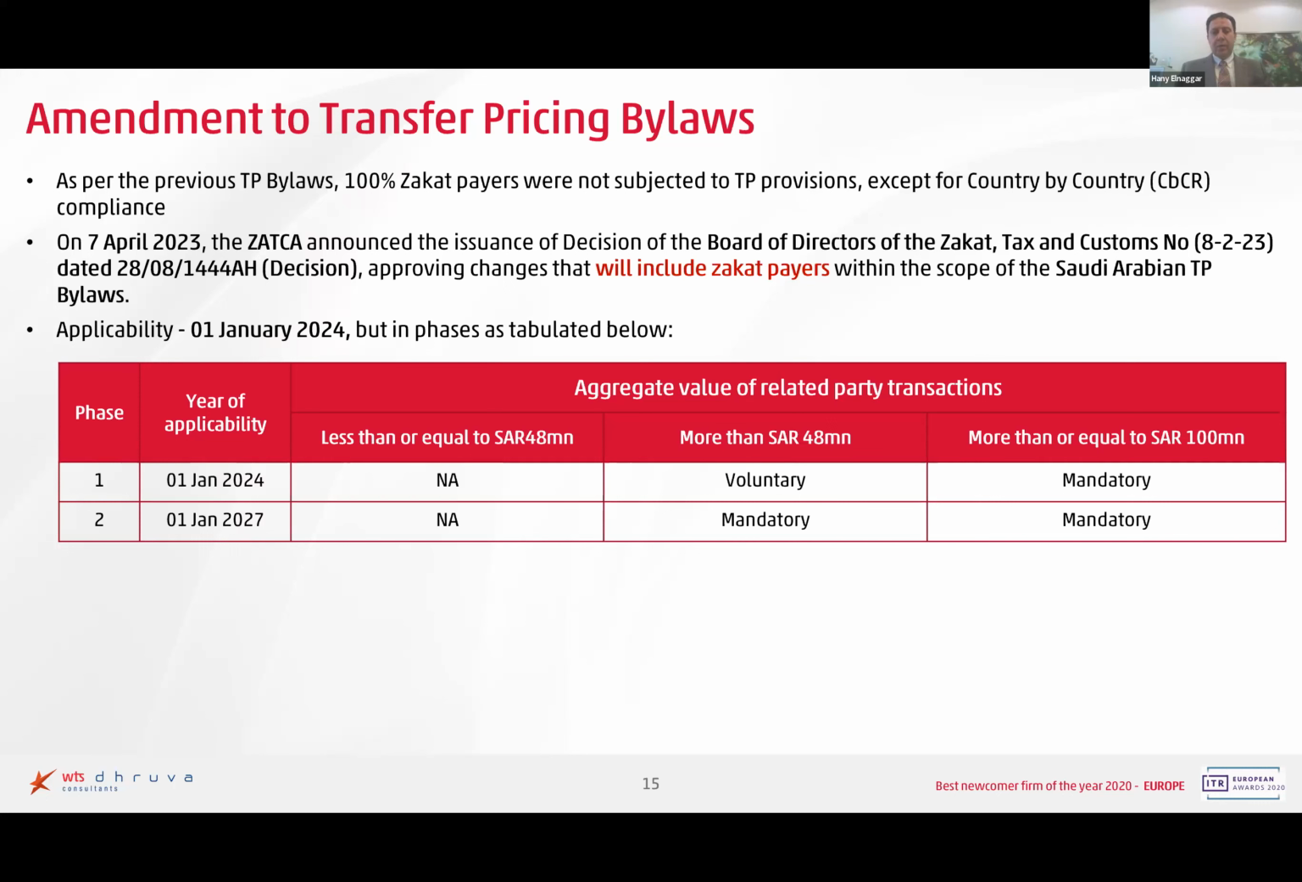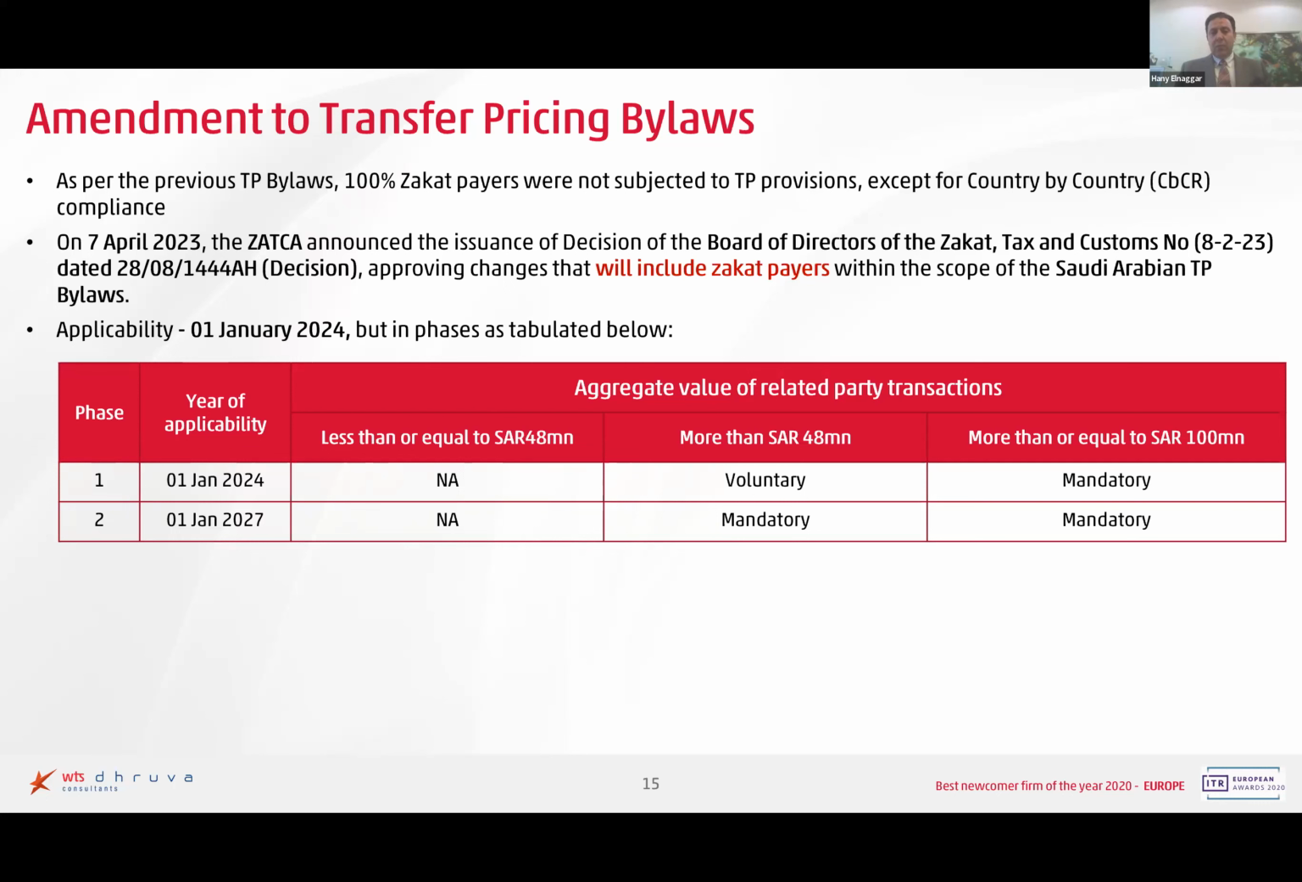If we can see in front of us the table of applicability. Phase 1 starts from 1st of January 2024. If the related party transaction value is less than or equal to 48 million SAR, it will not be applicable. However, more than 48 million, it will be voluntary. More than 100 million, it will be mandatory. This is starting from 1st of January 2024.